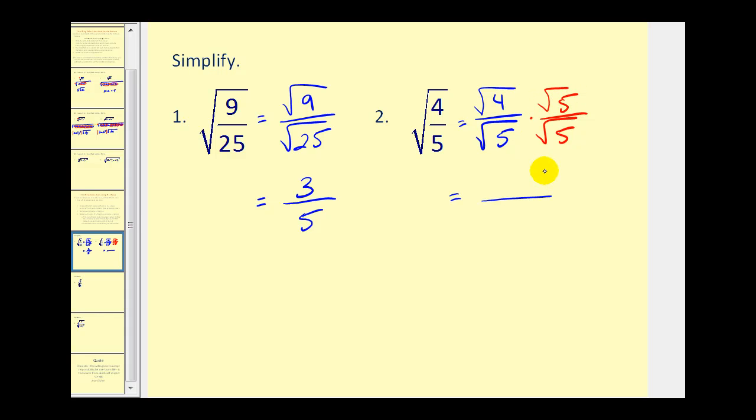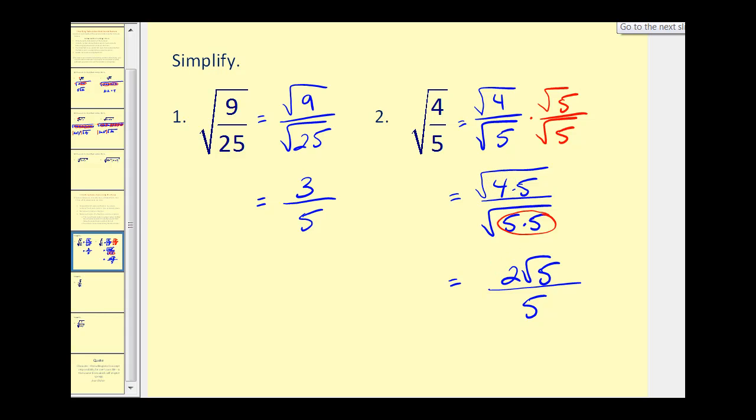The reason we want to do that is because our denominator is now the square root of 5 times 5, and our numerator is the square root of 4 times 5. This is great because now our denominator simplifies to 5, and our numerator would be, well, the square root of 4 would be 2, so we'd have 2 square root of 5. Let's look at another example.